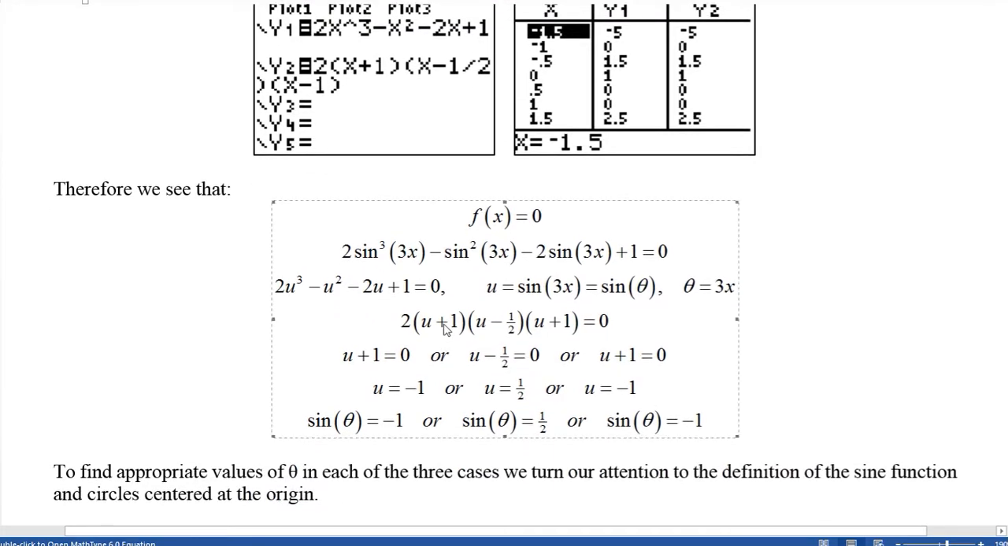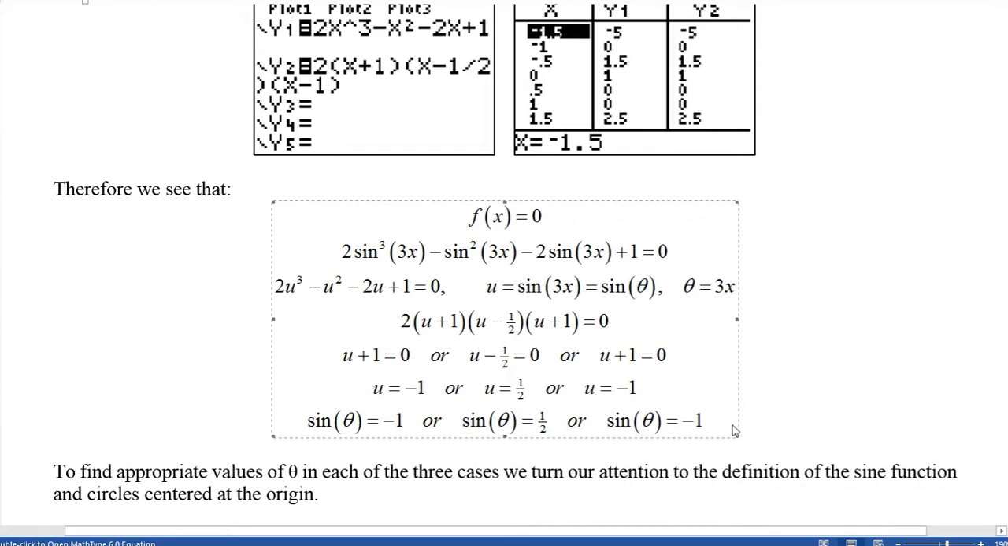Alright, so now, if this is equal to 0, we have a property of 0 that says if you have things multiplied together to equal 0, one of the factors has to be 0. Of course, 2 is not 0, so one of these three has to be 0. u plus 1 equals 0, so that says u is -1. Or u minus 1/2 is 0, so u equals 1/2. Or u plus 1 equals 0, which says u equals -1. But now wait, u is sine of theta, so I have sine of theta equals -1, or sine of theta equals 1/2, or sine of theta equals -1.